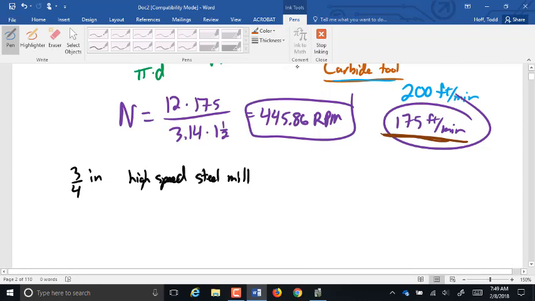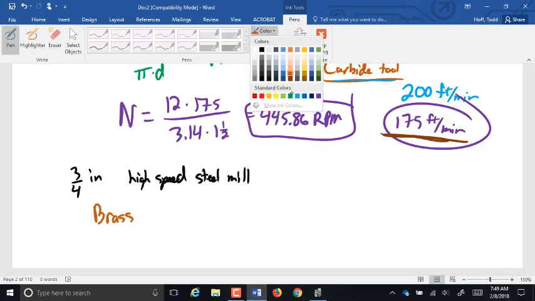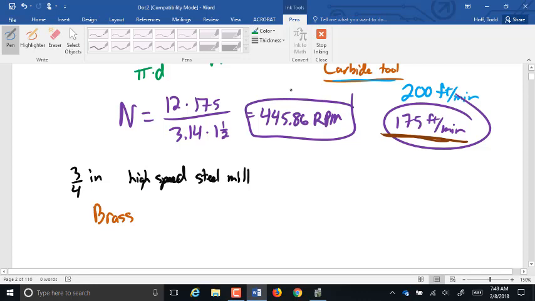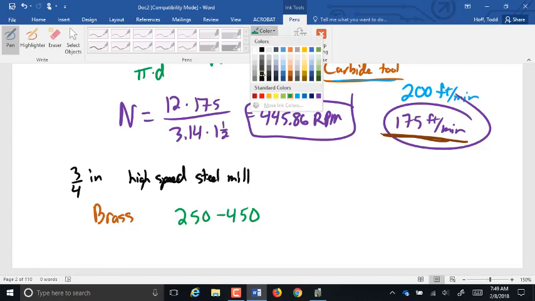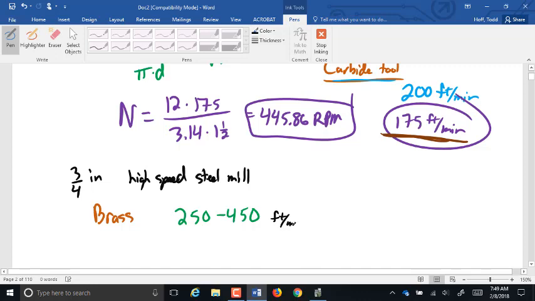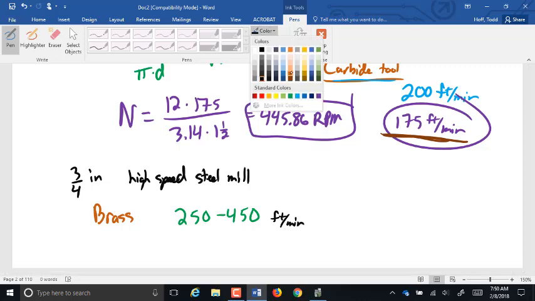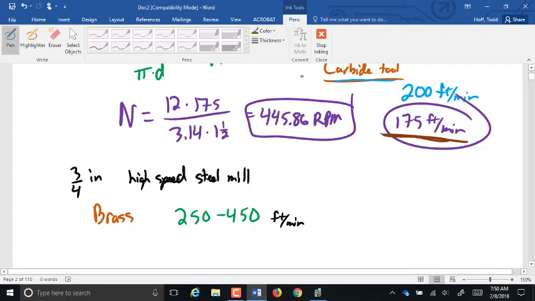And we are going to do, let's say we're milling brass. So we take a look for milling and brass, high-speed steel gives us a range. For brass, it's always a huge range. Anywhere from 250 to 450. Of course, that's feet per minute. So let's pick a number in there that we want to run at. 350 is our target, okay?